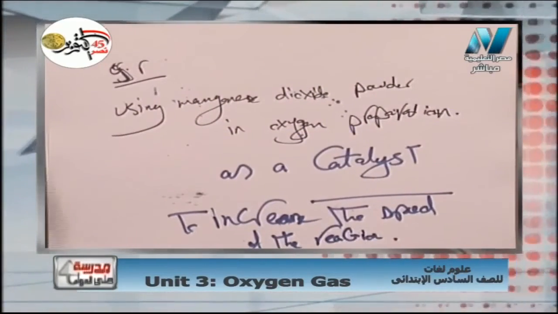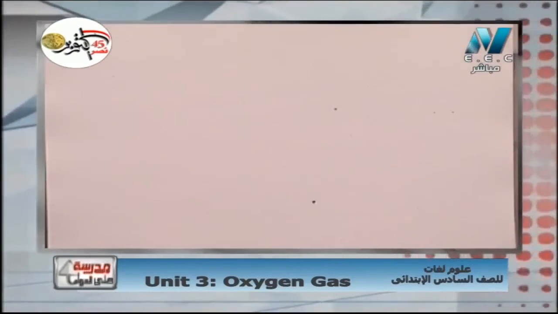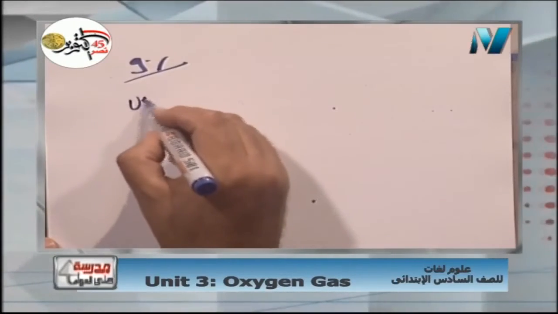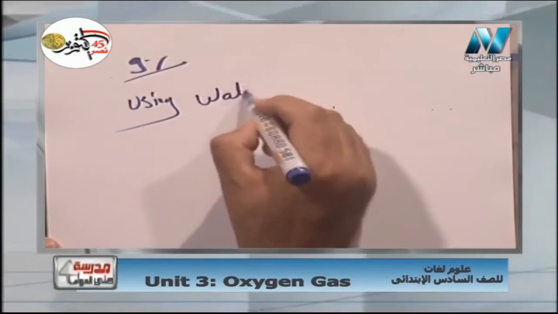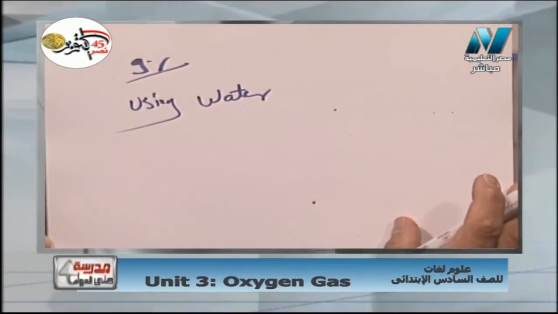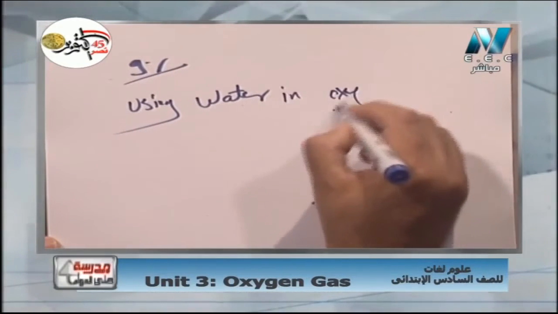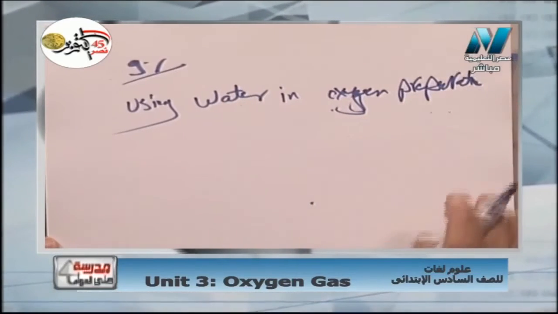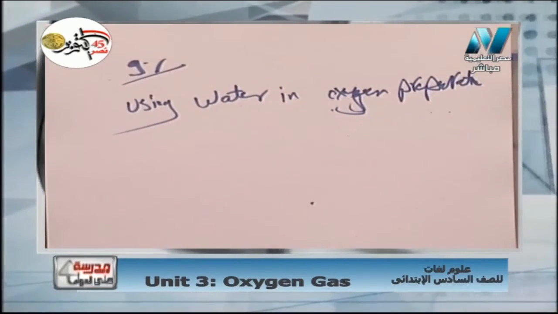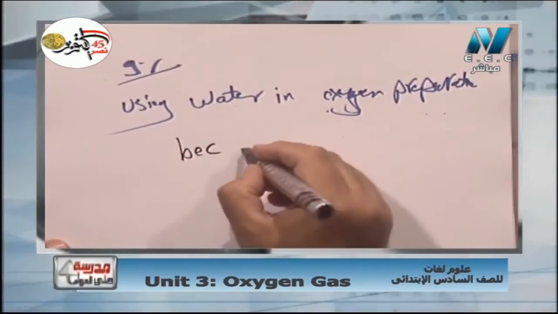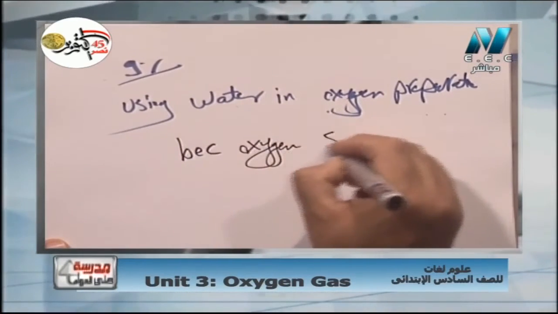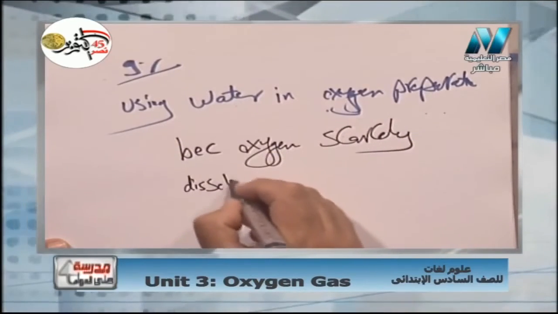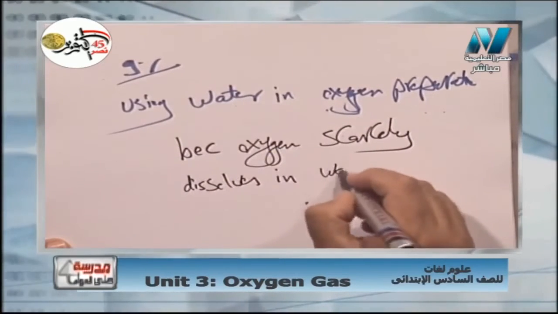Another question، سؤال تاني في give reason برضه. Give reason. We use water, يعني كان ليه هنا في ميه في الاكسبيرمنت ديت using water in oxygen preparation. I'm sorry I write quickly because we have no time. How? Because oxygen scarcely يعني نادرا scarcely dissolves in water. نادرا ما بيدوب في الميه dissolves in water.